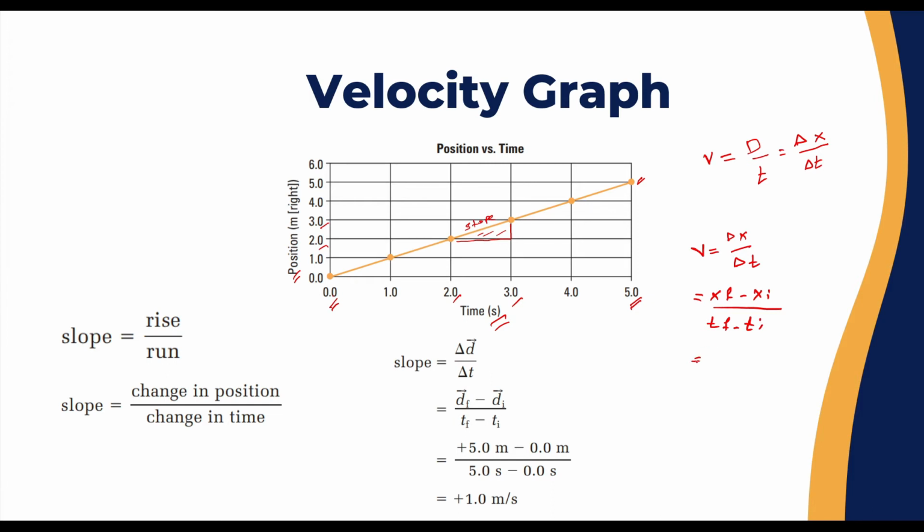What is x final, or the final position? It was 5 meters, minus the initial position, which was 0, over the final time, which was 5, minus the initial time, which was 0. That would give you 1 meter per second in velocity. So your velocity is 1 meter per second for the whole graph.